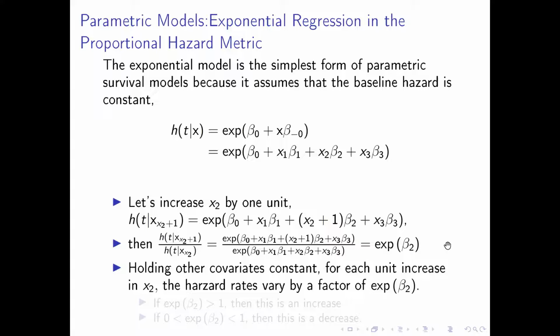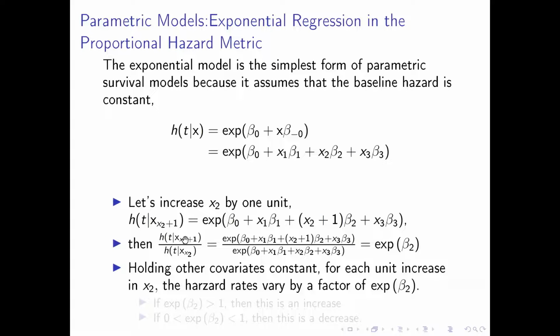That is, holding all other covariates constant, for each unit increase in x2, okay? In your own work, including homework, you're going to use the substantive unit, right? If x2 is education, then probably you're going to say, for each year increase in education. If x2 is age, you're going to say for each year increase in age. And if it is income, then probably you want to say for each $1,000 increase in income, right? Then the hazard rates vary by a factor of the exponential function of beta 2.